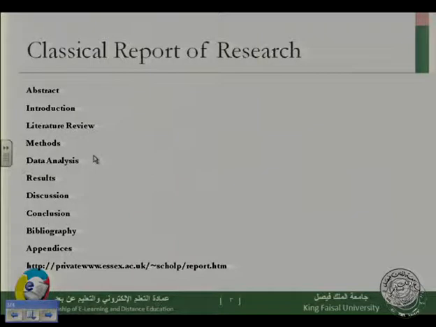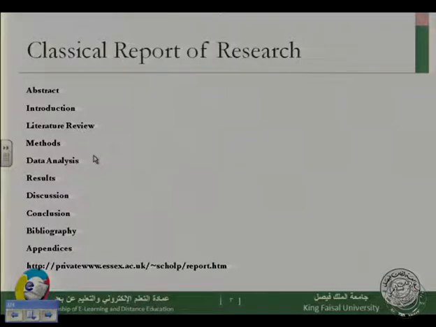So in the introduction, you introduce the problem, you introduce the topic of your research, its significance to you, to the society, to other people around the world, and the objective of your research. All of these will be talked about when we come to the lecture on the introduction. So this is the introduction in brief.